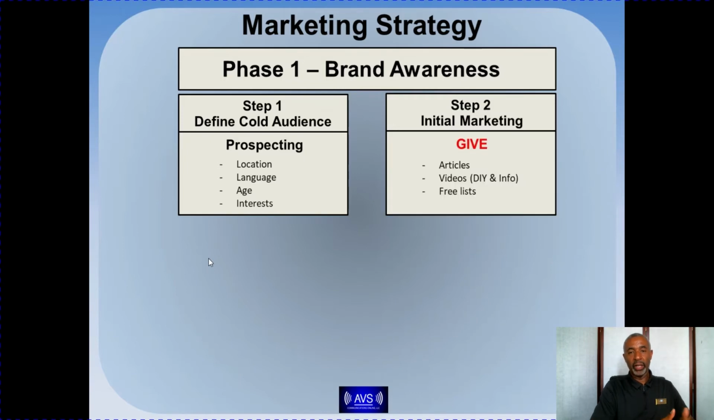These are things that are going to identify prospects that you're going to start sending content to in your initial marketing. You're giving away articles. You're making videos, do-it-yourself videos, information videos. Perhaps you bring in other experts and have the expert communicate the value to your audience. You can give away free lists, maybe a top 10 list of things to look for on a home inspection, those sorts of things.